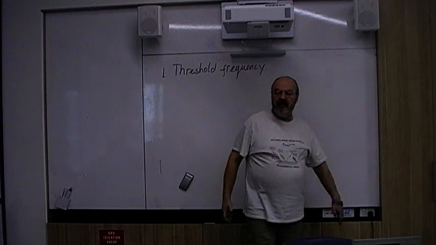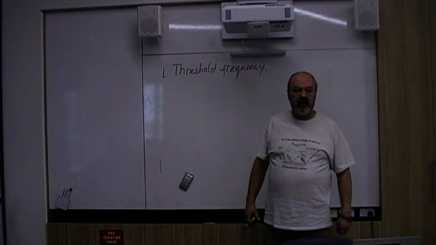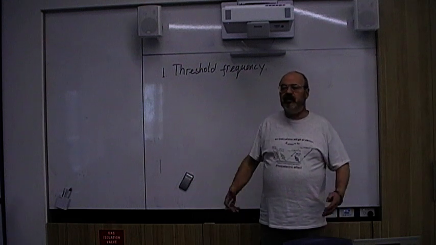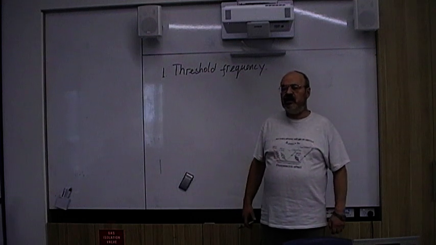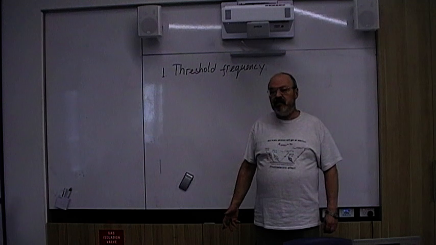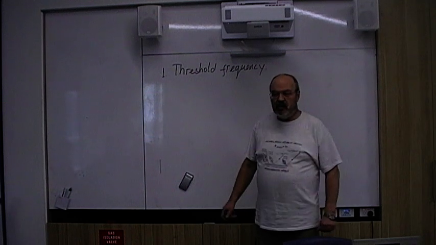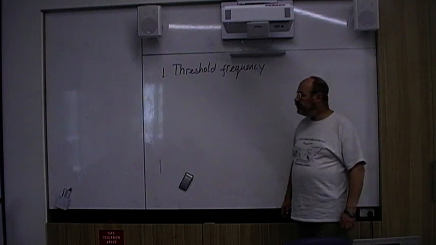According to wave theory, if we consider light as a wave, there should be no threshold frequency. Electrons should be getting out of the metal for any frequency of the light. It should depend on intensity, but not on frequency. So that's one thing that cannot be explained by the wave theory.